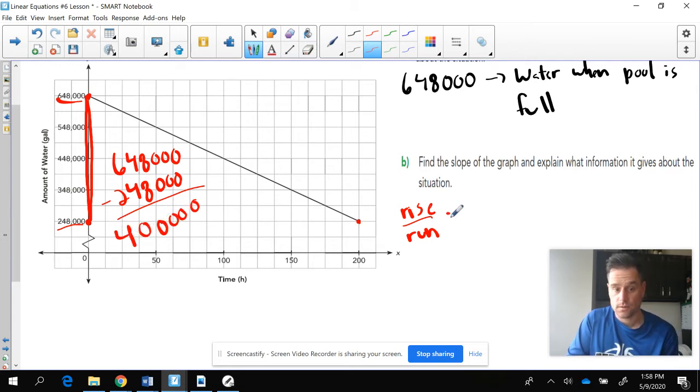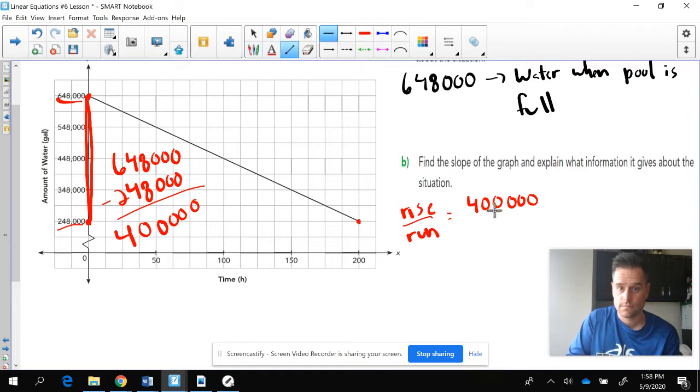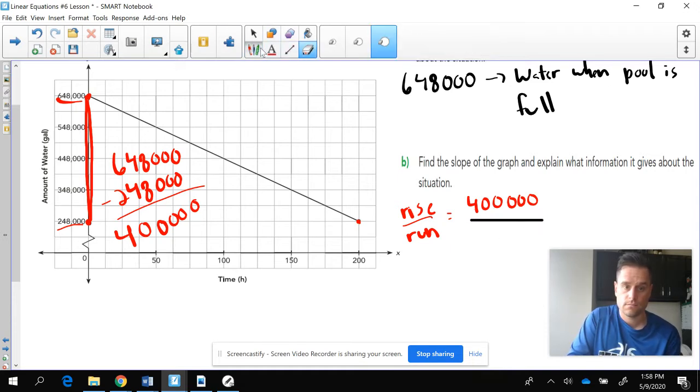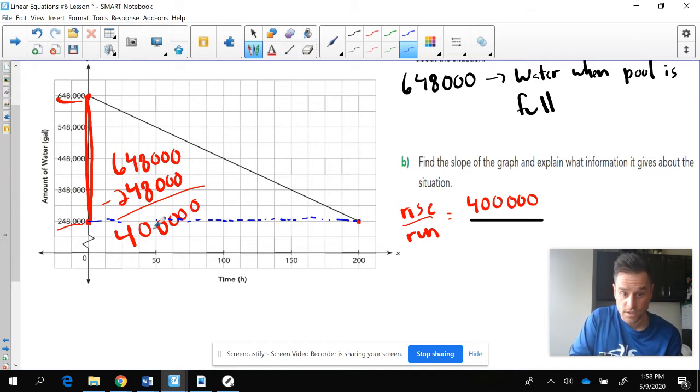Gives us a really big number, 400,000. That's the rise. The run is from this point to this point, from 0 to 200. So the run is 200.